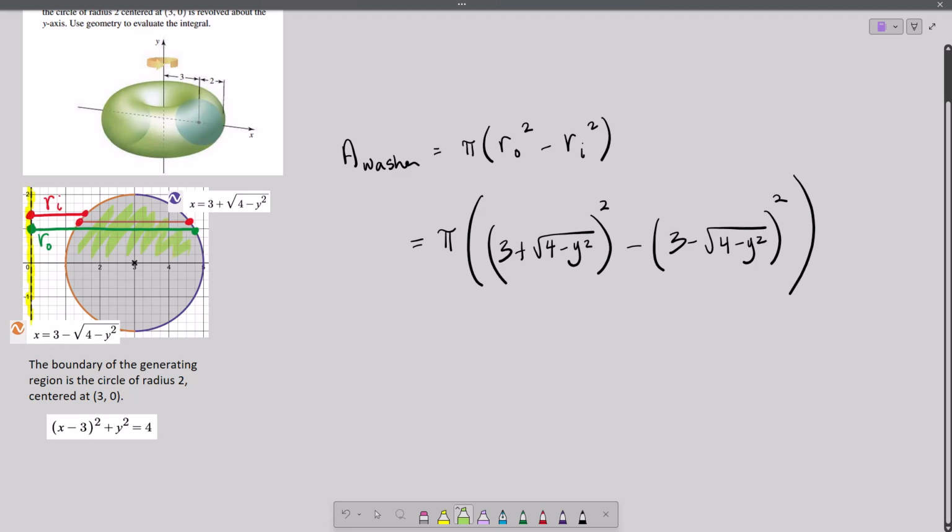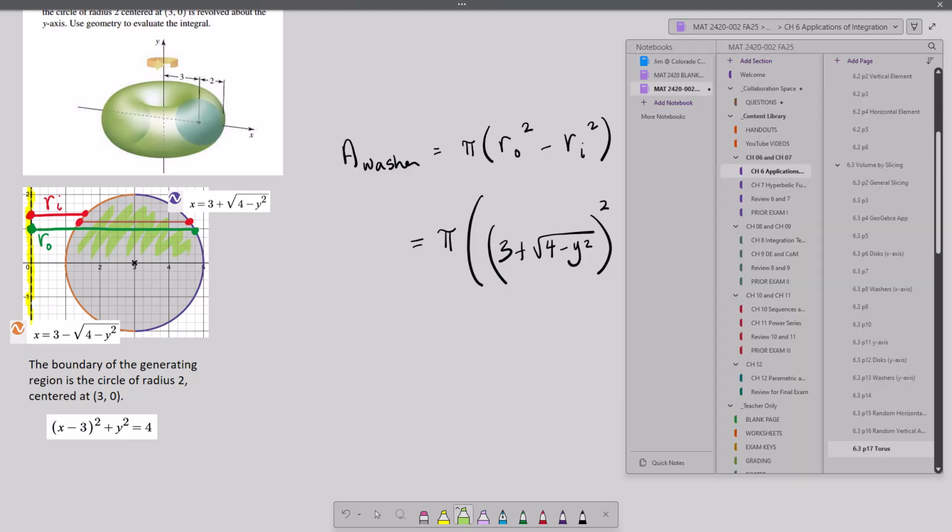So the upper half of the torus is created from 0 to 2. So you could go 0 to 2 and then double it to get the full torus. So try to do that algebra before Thursday, because you want to make sure your algebra is sharp. Make sure you can do these types of things.